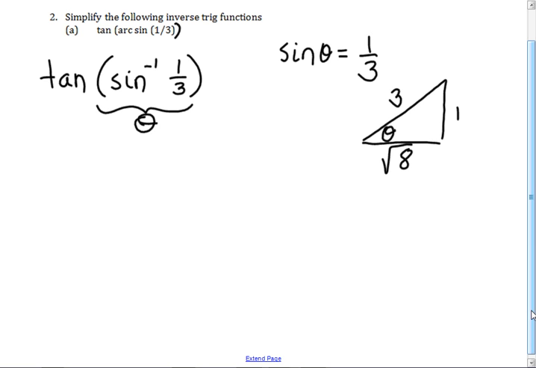Because it's 1 squared plus something squared equals 3 squared. So to get this, you have to do the square root of 9 minus 1. Okay. Well, now what's the tangent of that angle? 1 over the square root of 8. That's a fine answer. There's nothing wrong with that. Well, you could rationalize it, but why?